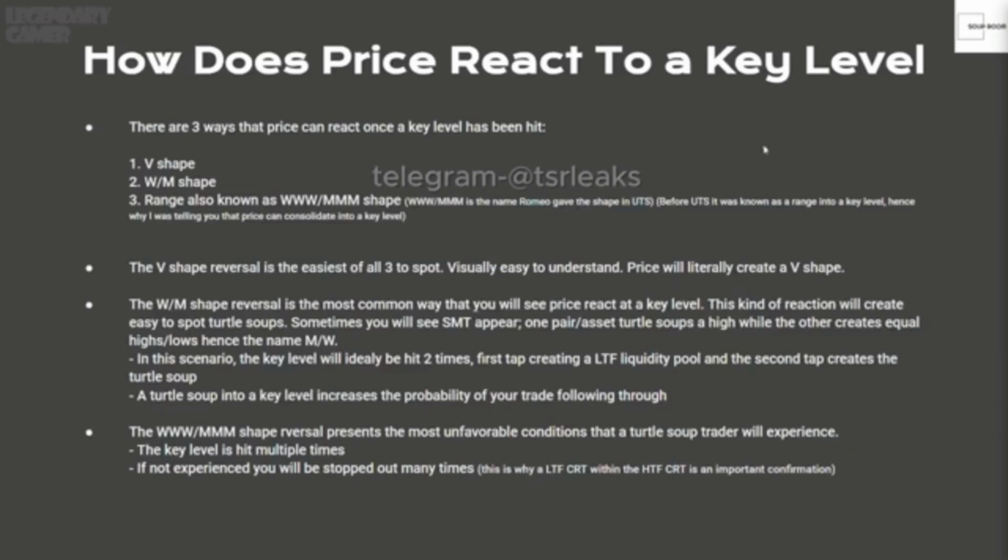That is a reaction off of a key level. A turtle soup into a key level increases the probability of your trade following through, right? It is a high probability confirmation. Now, the WWW or MMM shape reversal presents the most unfavorable conditions that a turtle soup trader will ever experience. The key level is hit multiple times, sometimes 3 times, sometimes 4, sometimes 5, sometimes more.